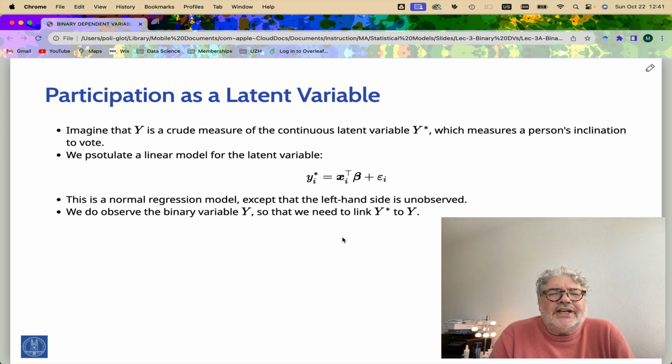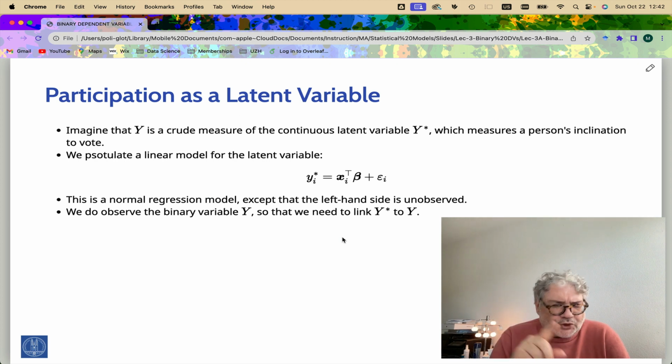Now we postulate a linear model for the latent variable, the way we would do that in a linear regression analysis. So y star, now a small y because it's the realized value for some individual i, is equal to xi transpose beta plus epsilon i. And that's basically a normal regression model, but with the somewhat nasty detail that the left-hand side is unobserved.